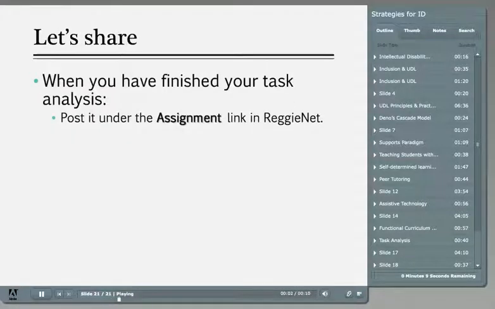When you have finished your task analysis activity, please post it under the assignment link in ReggieNet. You will receive credit for this activity.